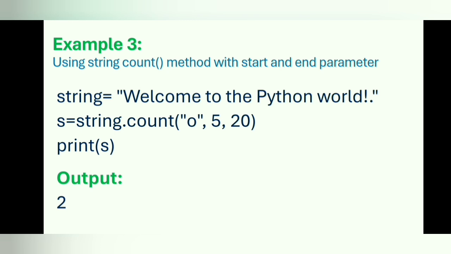Then the print statement prints the number of times the substring o appears in the string within the start and end values. The output of this example is 2 because the substring o appears 2 times in the string within the start value of 5 and end value of 20. The index value of the first character in the string is 0. The count method returns the number of occurrences of a substring in the range between the start and end values. Both positions are included.